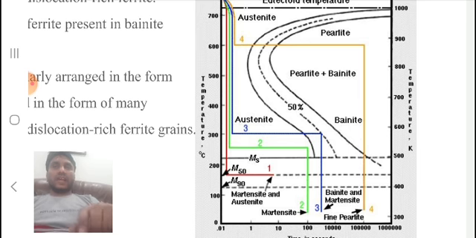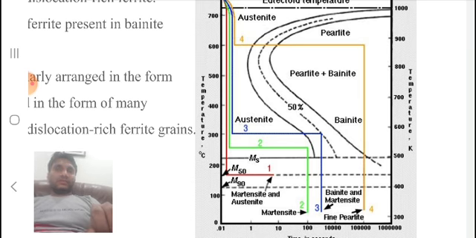microstructure. As we can see, the yellow line indicates perlite, which forms at 723 degrees centigrade. Perlite is a mixture of ferrite and cementite. It is an alternate arrangement of ferrite and cementite.